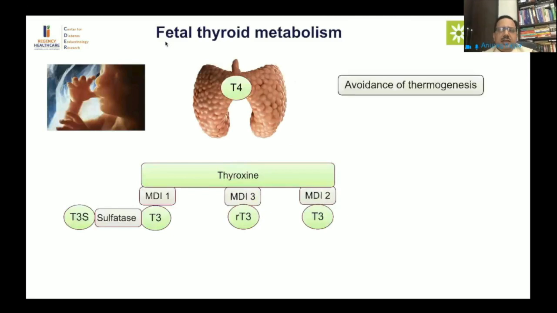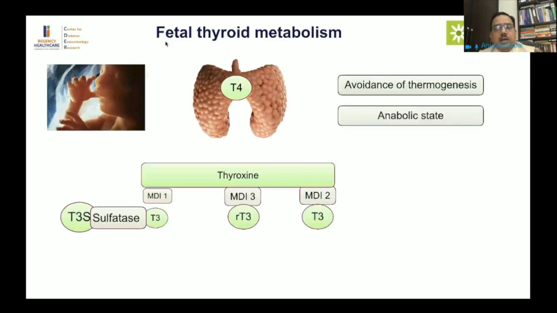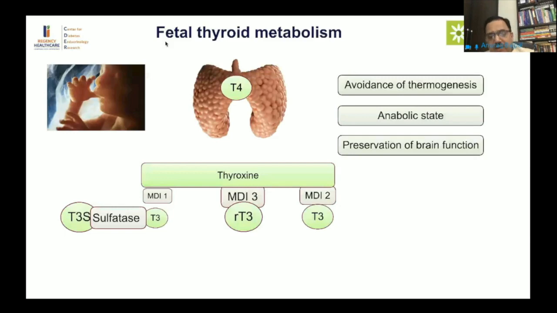The fetus is in a state where it wants to avoid thermogenesis. It therefore has low levels of T3 because MDI1 is less. There is increased sulfation, so whatever T3 there is, it's bound to T3 sulfate, so there is no hypercatabolism. It is in an anabolic state and therefore we have more MDI3, so all thyroid is inactivated. It also wants the preservation of brain function, so MDI2 is upregulated, resulting in sparing of brain effect.